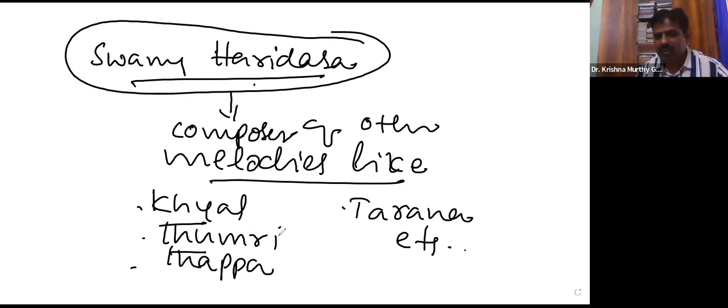These are some important aspects of Carnatic music as well as Hindustani music. Next class I will continue the same topic. Thank you very much.